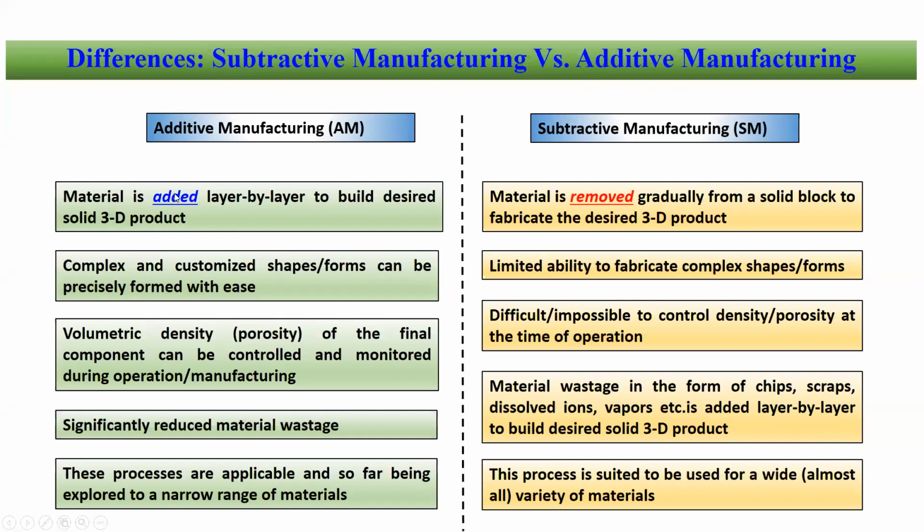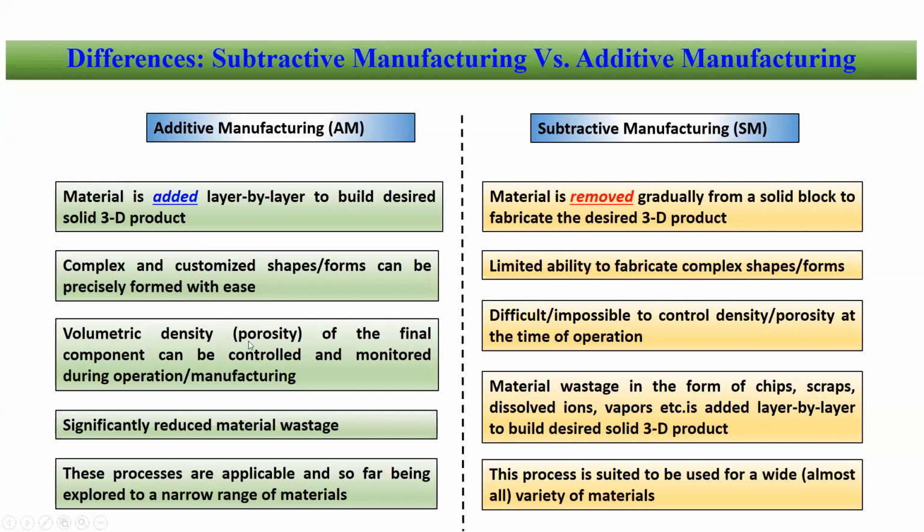So first of all, additive manufacturing, as the name suggests, we are getting this by adding layer upon layer. Whereas in subtractive manufacturing, we are removing material from the prime block. Okay, so complex and customized shapes can be built in additive manufacturing, whereas in subtractive manufacturing, it is sometimes very challenging if we have a very complicated shape to form.